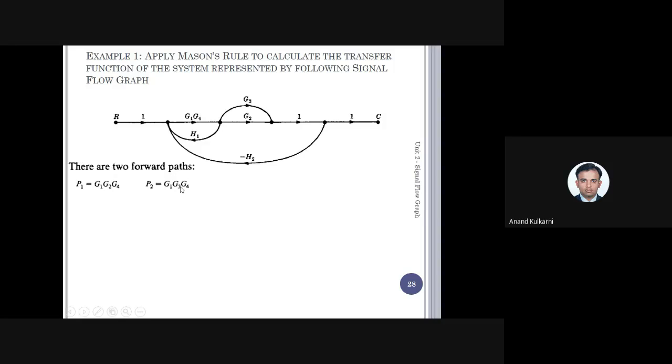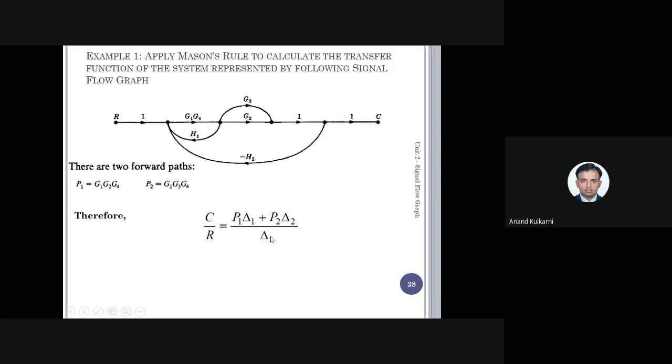Once you have identified them, rewrite or modify Mason's gain formula as per the problem. Since there are two forward paths, we have P1 delta 1 plus P2 delta 2, divided by delta. If there were four, we would have P1 delta 1 plus P2 delta 2 plus P3 delta 3 plus P4 delta 4.